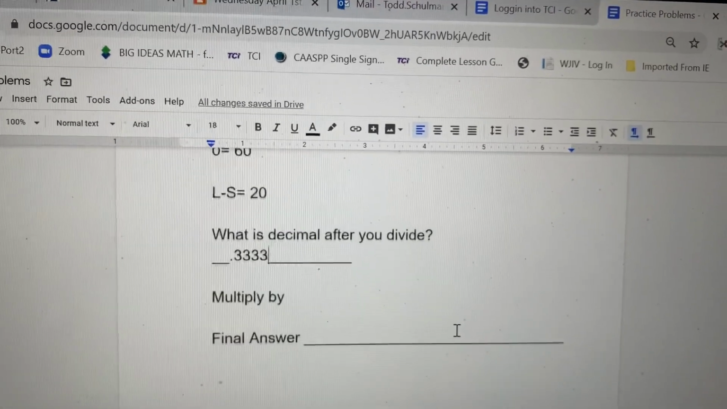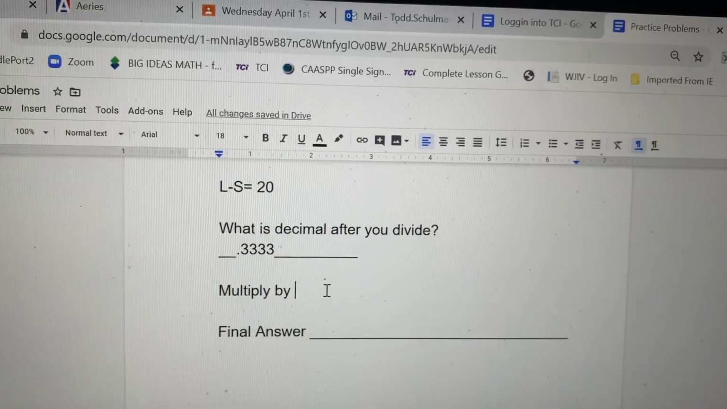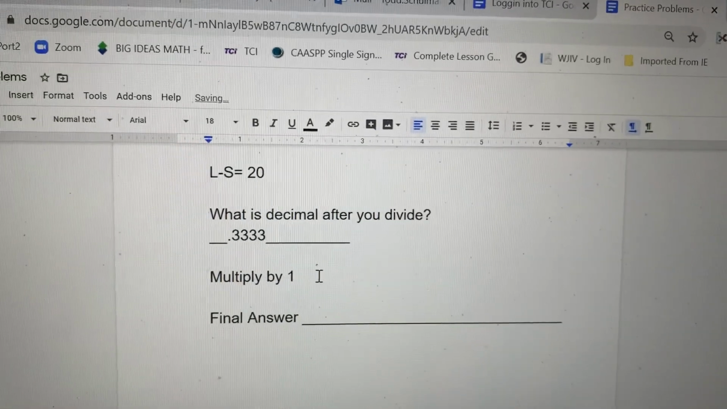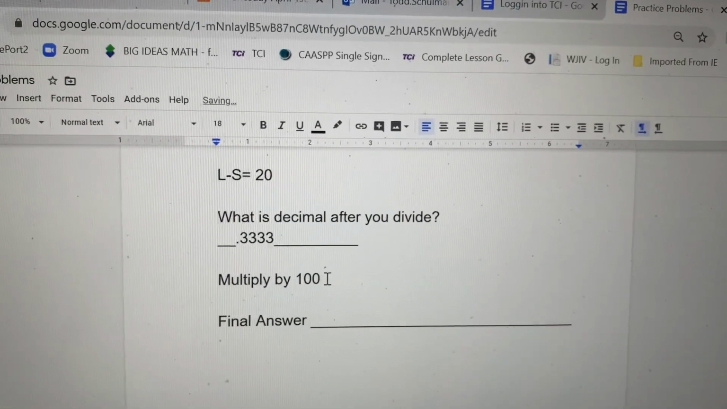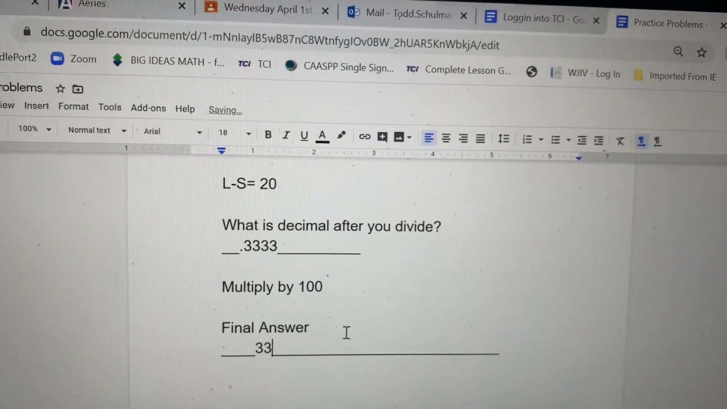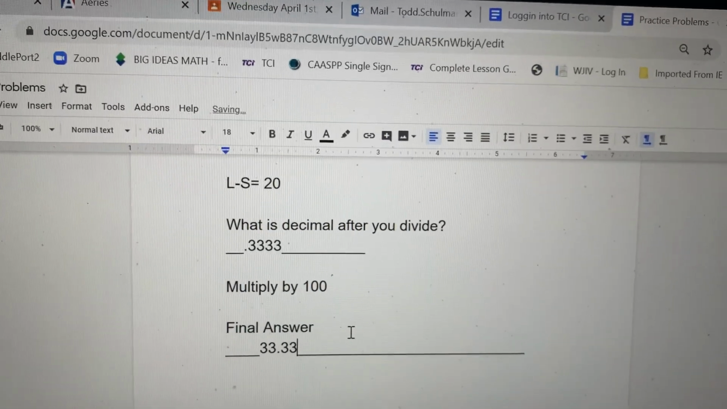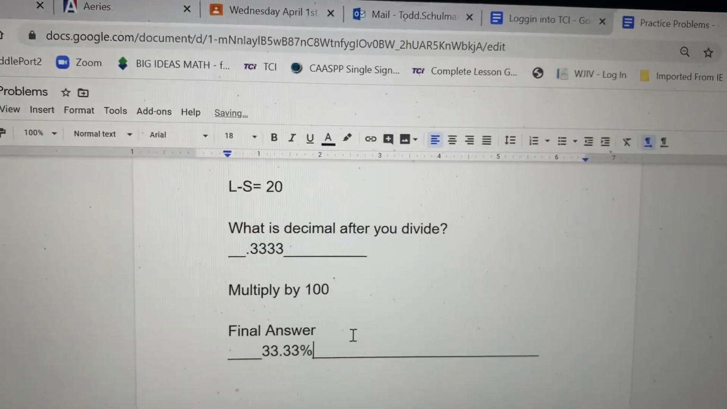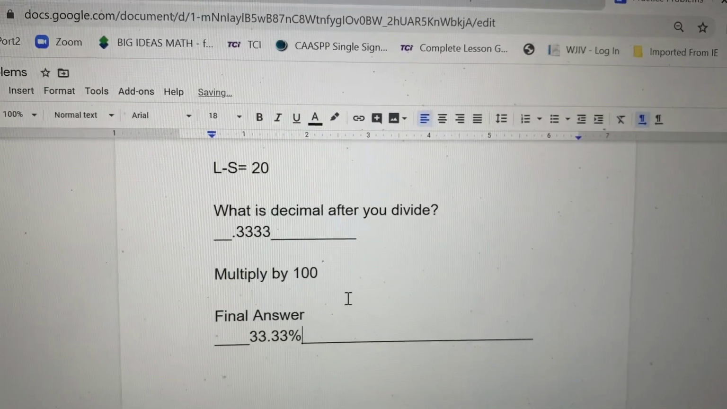My last step, if we look at it, is multiply by what? That's right, we have to multiply by 100. So my final answer would be 33.33%. Now, I'm not done yet, boys and girls.